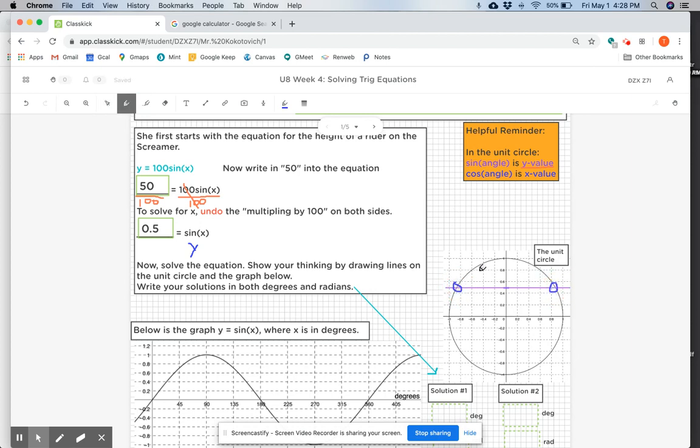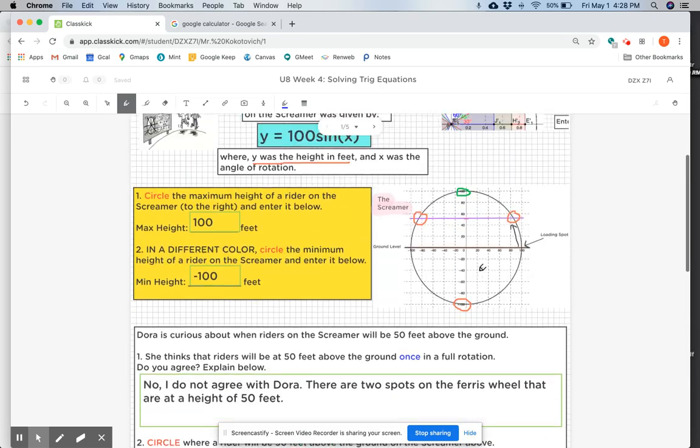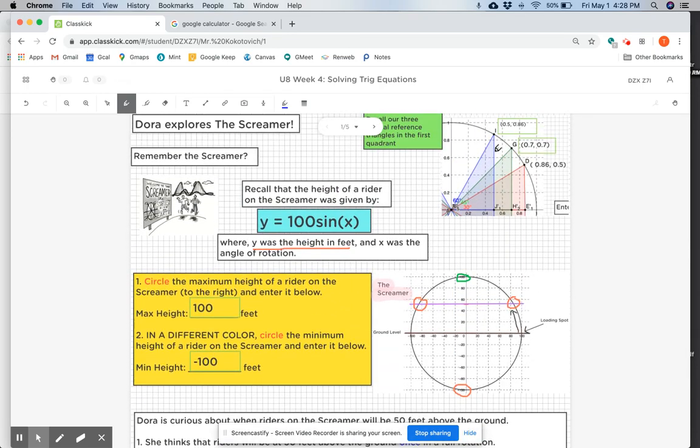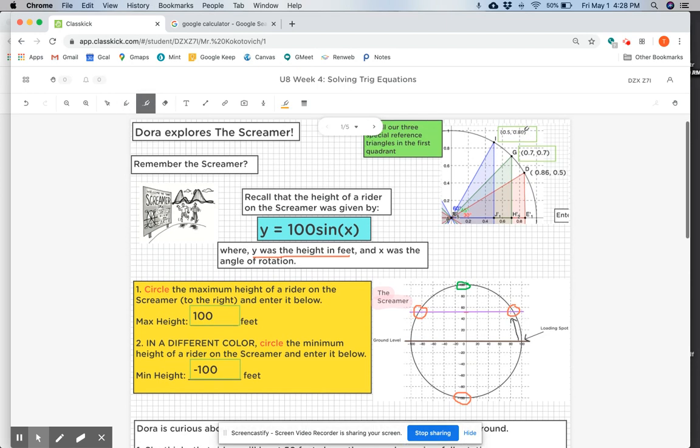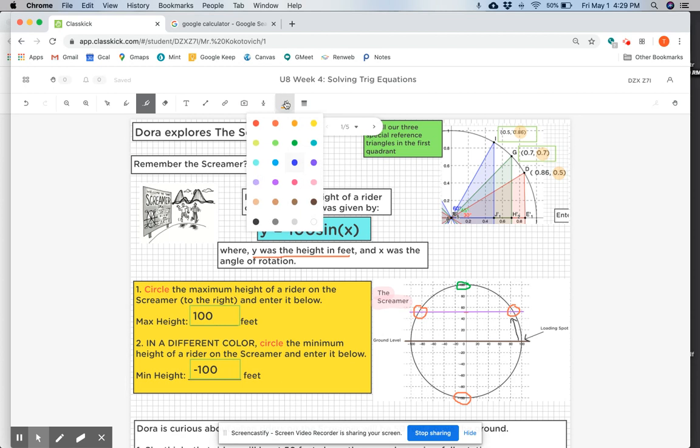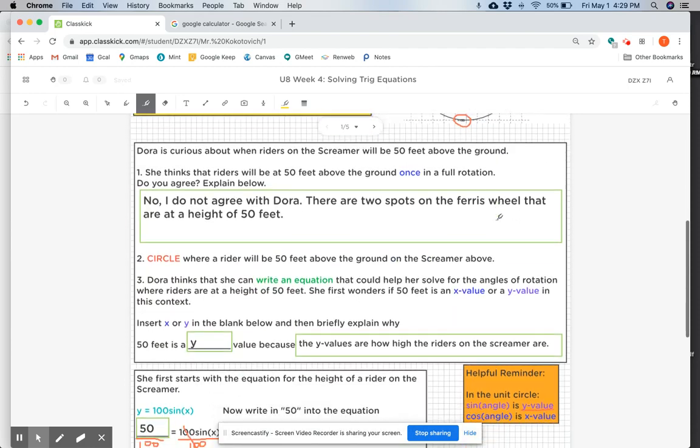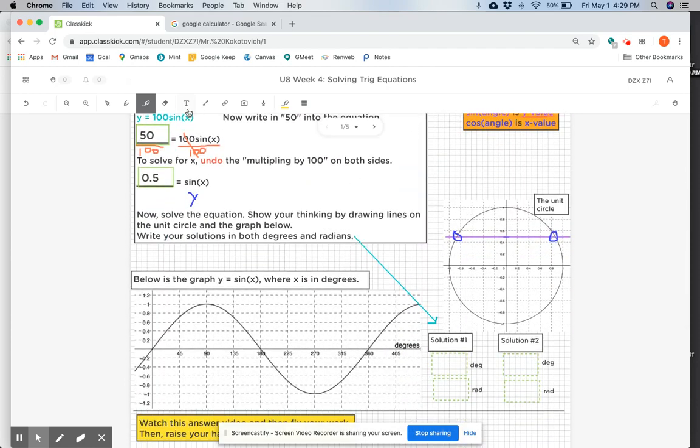Now, the question is back up at the top where we see our three special triangles. Which one of these has a y value of 0.5? And y value is the second number. So I see a 0.86, that's not 0.5, 0.7, that's not 0.5, but hey, here's a 0.5. It's our red triangle, and our red triangle stands for 30 degrees in our reference angle, a 30-degree reference angle.